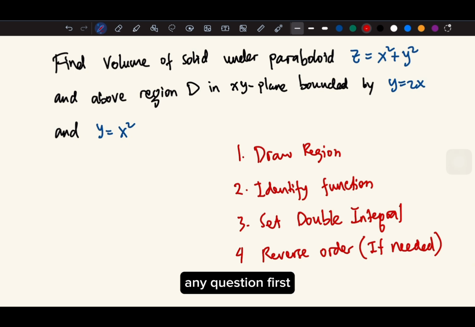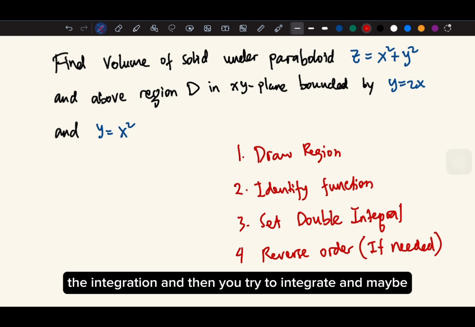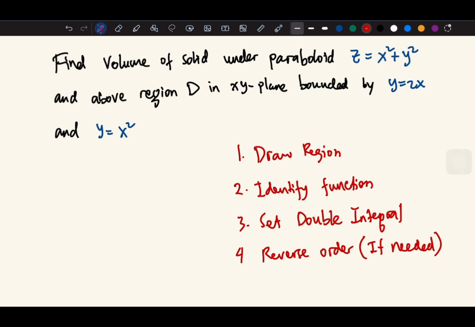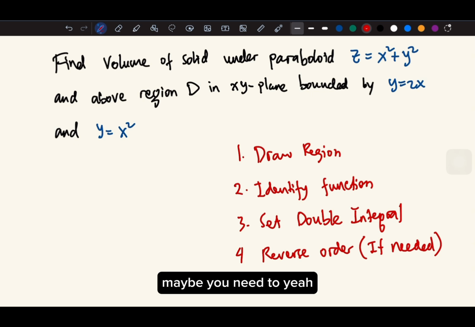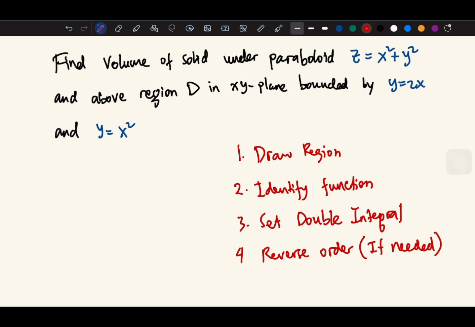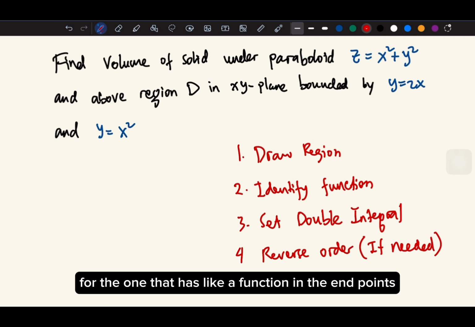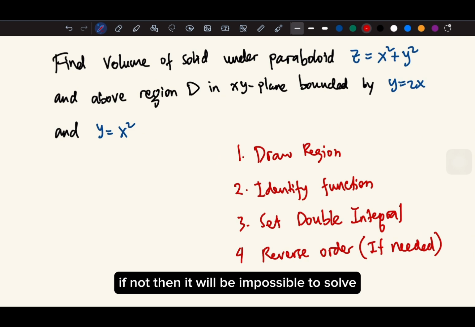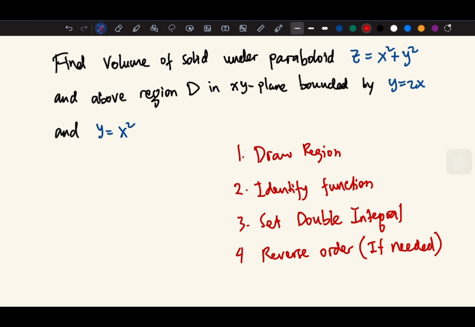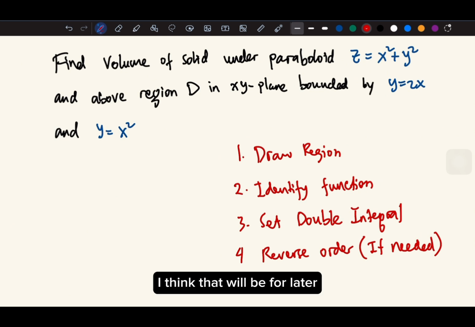Any questions first? Sometimes, if you see the integration and you try to integrate, and maybe it's not easy to deal with, maybe you need to reverse. Yes, basically. And especially for the ones that have a function in the endpoints, there will be questions where you need to reverse. If not, then it will be impossible to solve. I think that will be for later discussion.